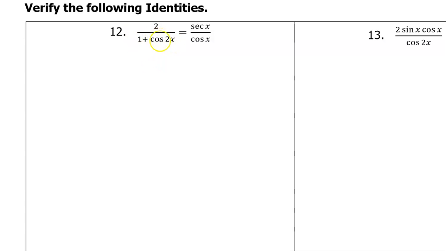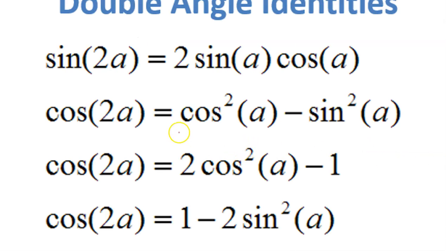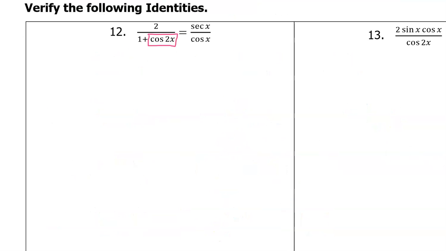So I'm going to pick the left side of the equation, and I'm going to rewrite it, and hopefully I can figure out how to make it look like the right-hand side of the equation. I'm going to start by substituting for the double angle. These are my double angle identities. The tricky thing about cosine is that there are three different cosine formulas, and I have to be careful about which one I'm going to choose.